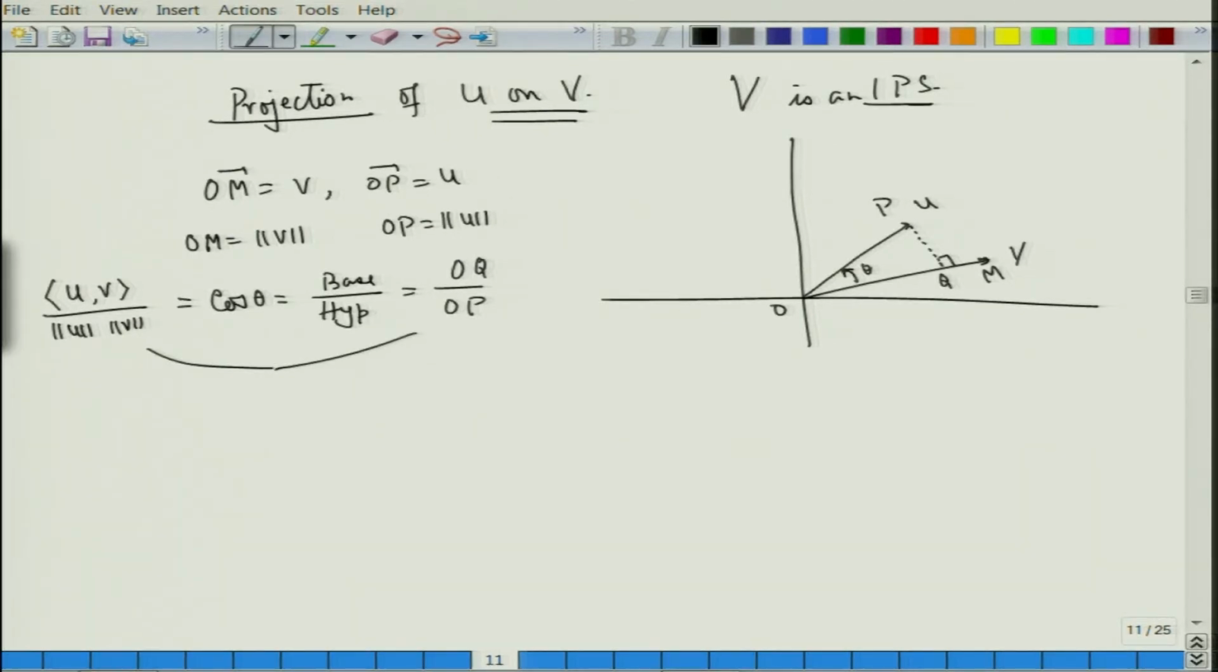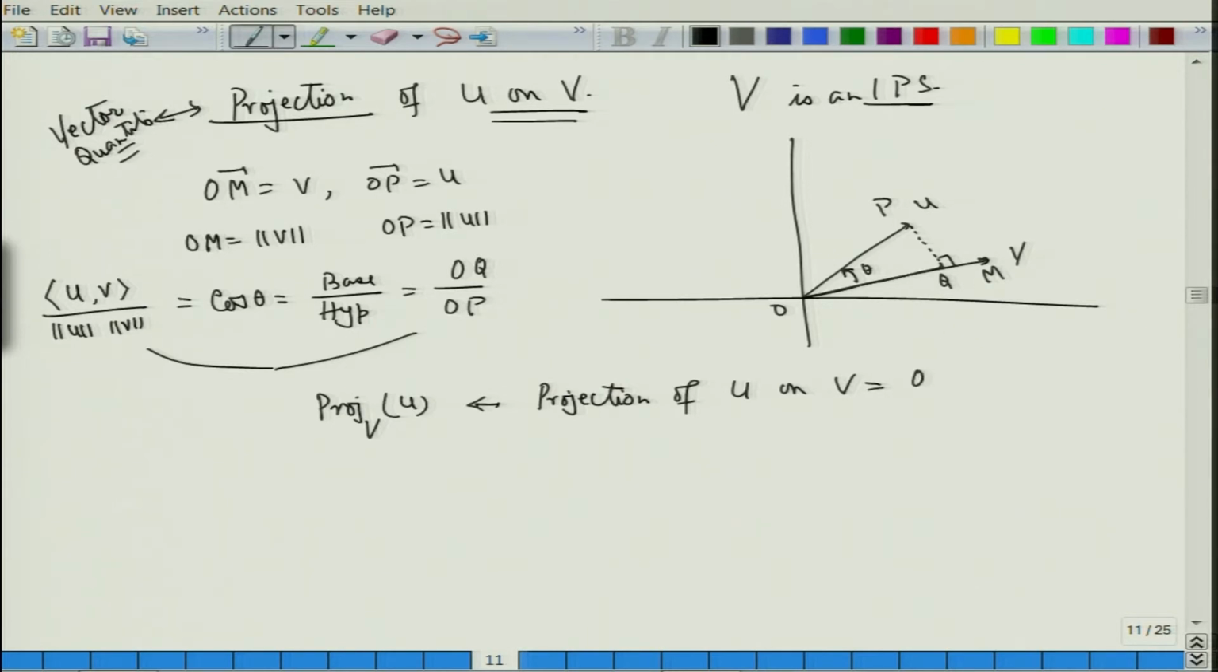Here it is a scalar quantity, here it is a scalar quantity, but I want the projection. What is the projection? Projection is a vector quantity. So what exactly we need is the projection of U on V. So by definition, projection is nothing but the vector OQ.